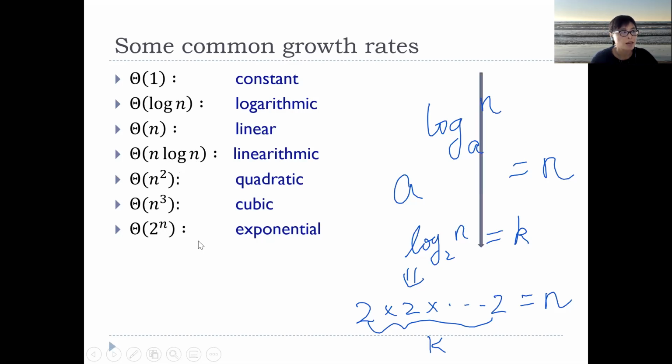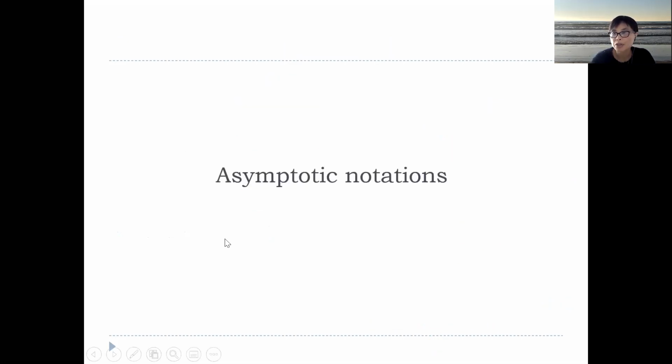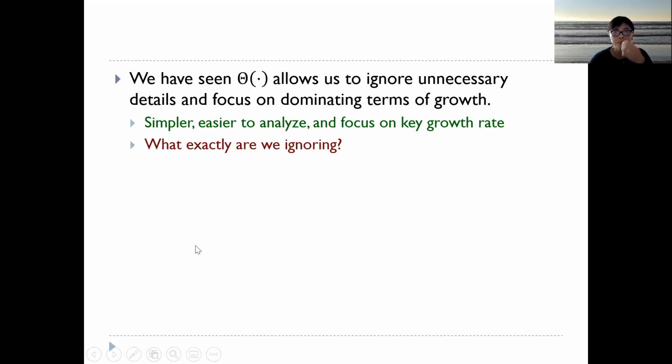All right, so finally, with all this description, we're now ready to introduce what we precisely mean by this big theta notation. What does it mean to be on the order of, say, linear or quadratic? We have already seen that the big theta notation allows us to ignore unnecessary details about your time complexity so that we can focus on the dominating terms of growth.